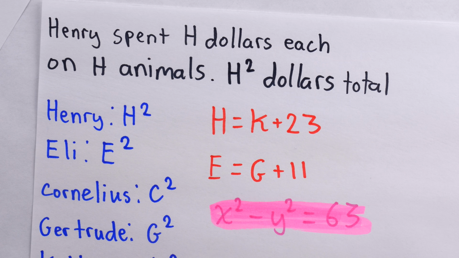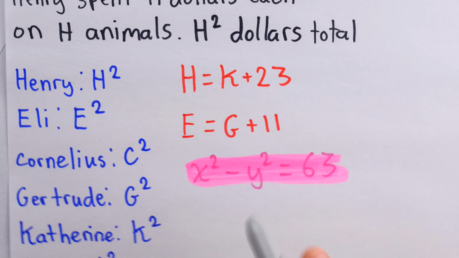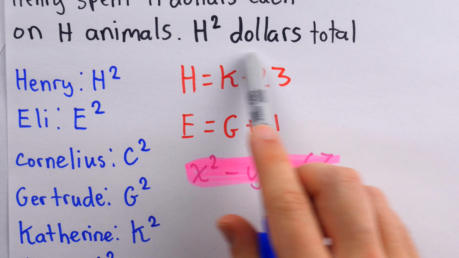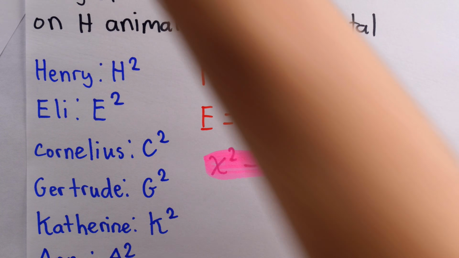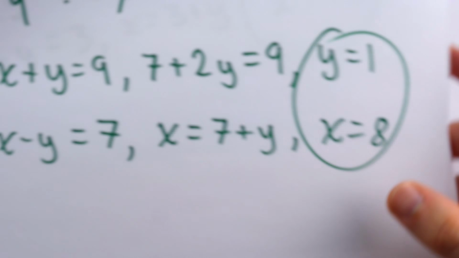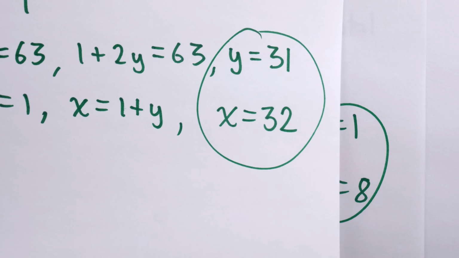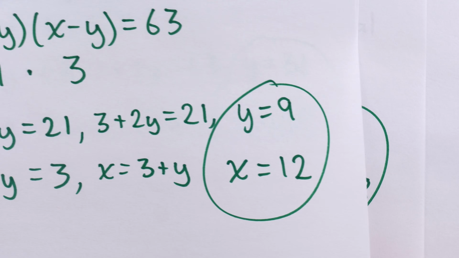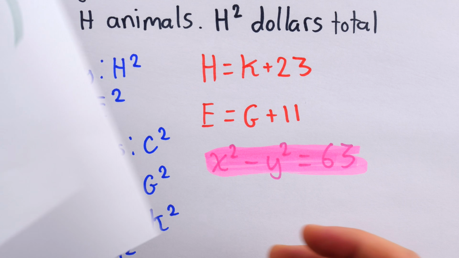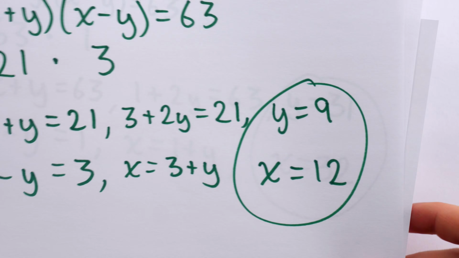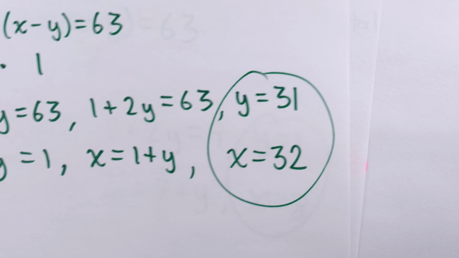So who was married to whom? Well, let's go back to those conditions we had at the beginning of the problem. We know that H must equal K plus 23. Henry bought 23 more animals than Catherine. So we need to look at these possible numbers. Henry could be any of the X numbers because those represent the husbands here. Those are the bigger numbers. So Henry's number has to be one that's 23 more than one of the Y numbers, because those are the wife numbers. So which X is 23 bigger than which Y?